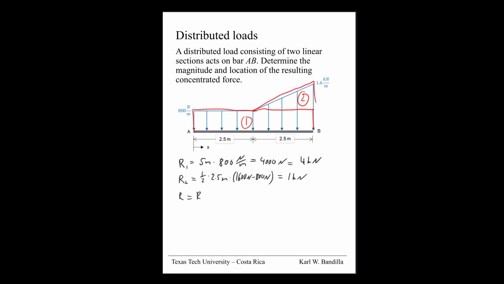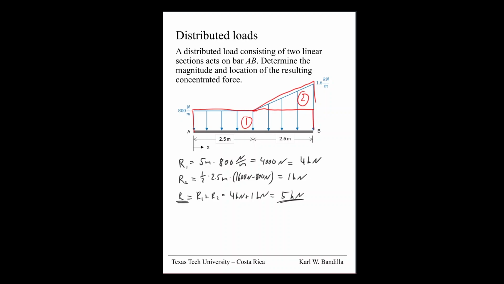Now to the total. R is just going to be R1 plus R2. So 4 kilonewtons plus 1 kilonewton is 5 kilonewtons. So I know that the resulting force of this loading here would be exactly 5 kilonewtons.